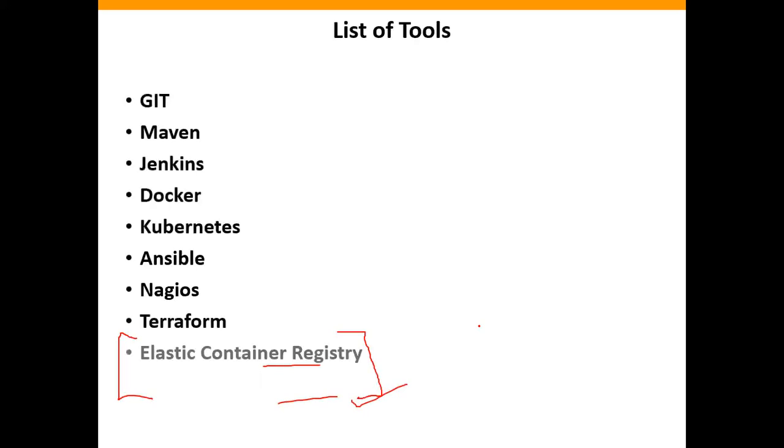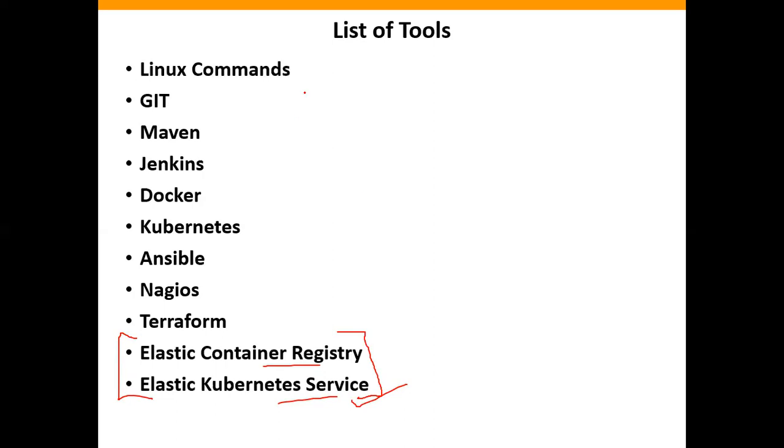And what are the tools we are going to complete in this training? We are going to learn some basic Linux commands, Git, Maven, Jenkins, Docker, and Kubernetes. While learning Docker, we will learn about an AWS service called ECR. When we learn Kubernetes, we will learn a service called EKS, Elastic Kubernetes Service. Then we'll go with Ansible, Nagios, and Terraform. These are the services we are going to cover in this course.